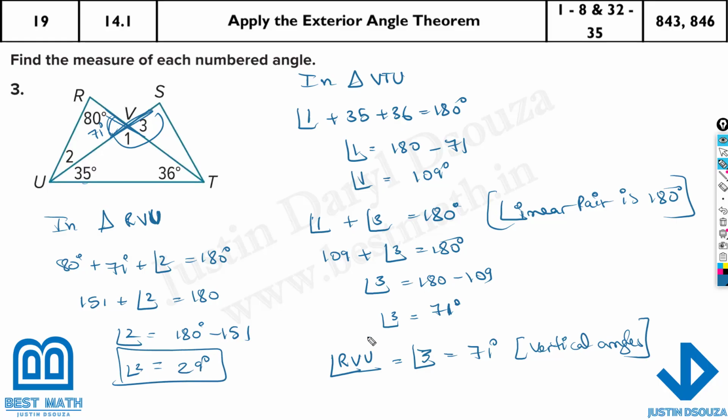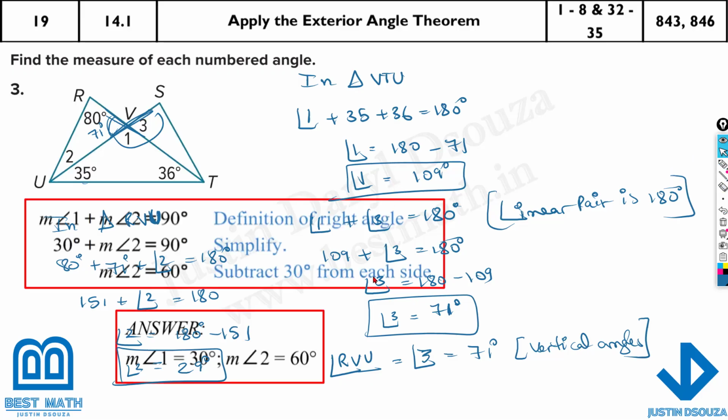You can see that's measure of angle 2, 3 and 1. All the angles are found out. It's 109, 29 and 71 degrees. So here we go.